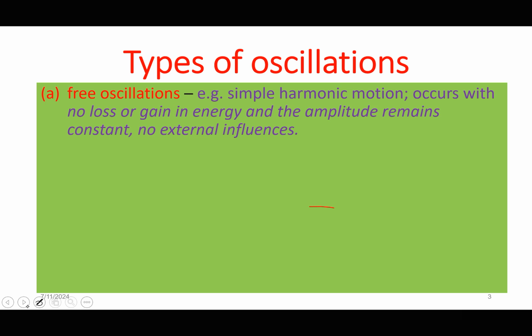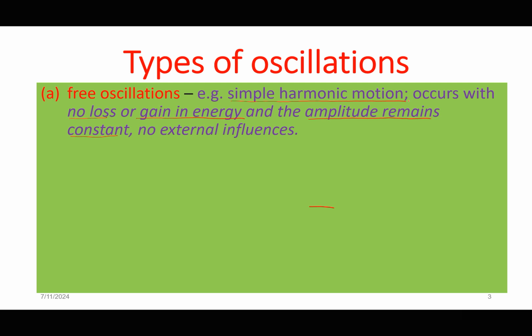The most important factor here is that there is no loss or gain in energy. And because there is no loss or gain in energy, the amplitude of oscillation remains constant. That's why we call them free oscillations. So the simple harmonic motion that we considered is an example of free oscillations. But remember, the examples of simple harmonic motion that we gave were just systems approximating simple harmonic motion. They were not actually simple harmonic motion.